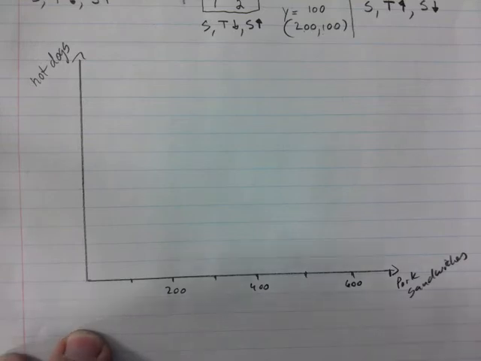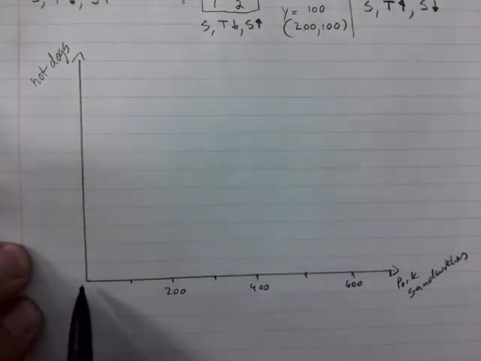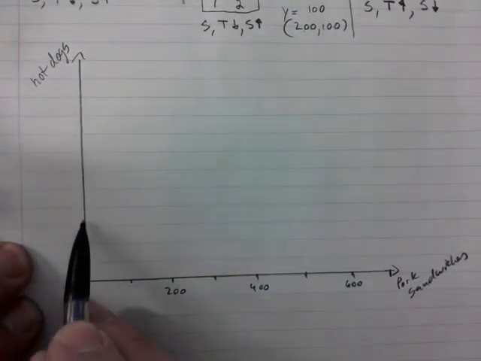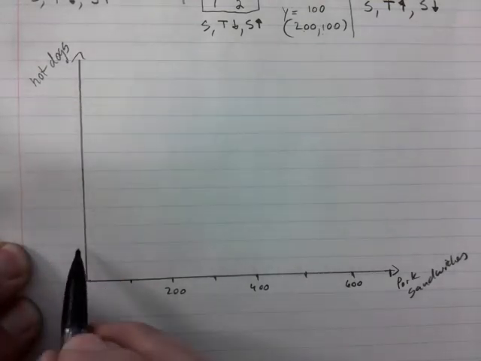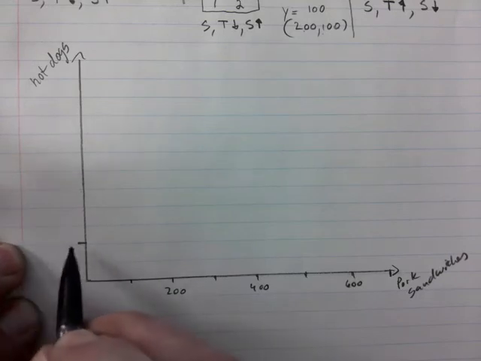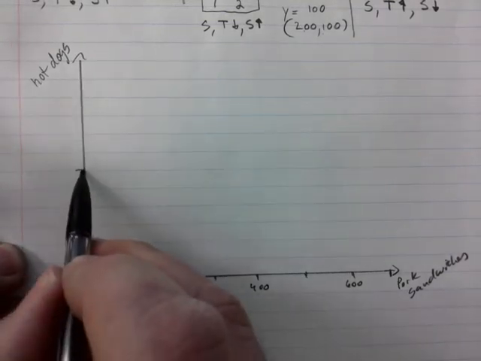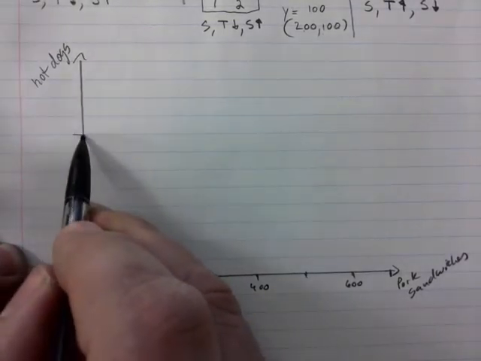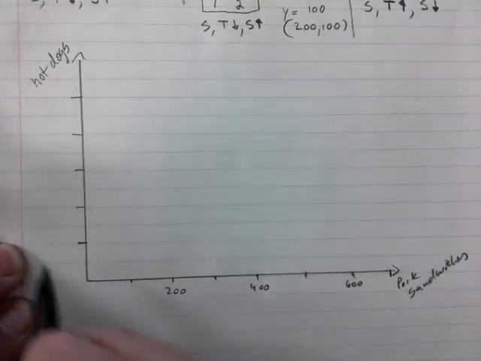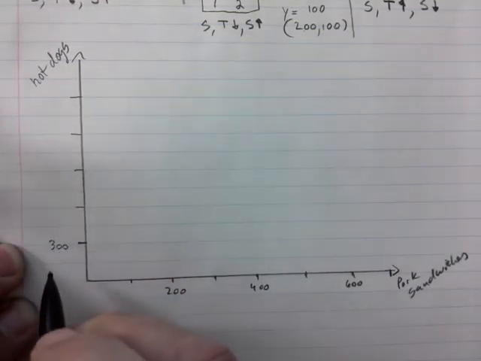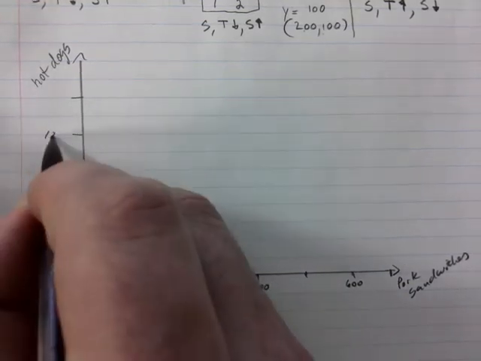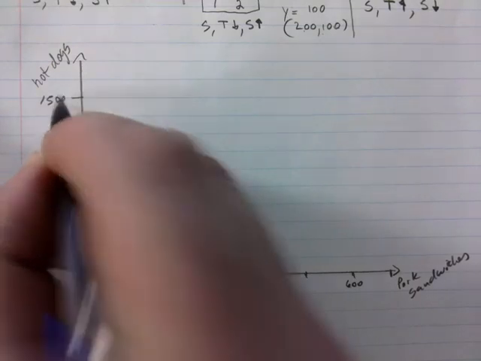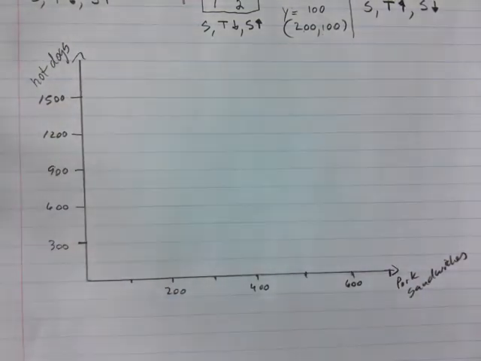And I need to go all the way up to 1500 at least. So 1, 2, 3, 4, 5, 6, 7, 8, 9. No, it's not going to work. So I'm going to go up by 300. 3, 6, 9, 12, 15. That's going to work for me. So every second line is 300 for me.